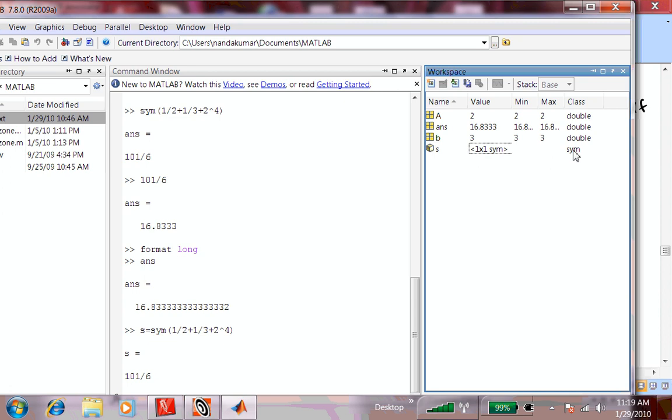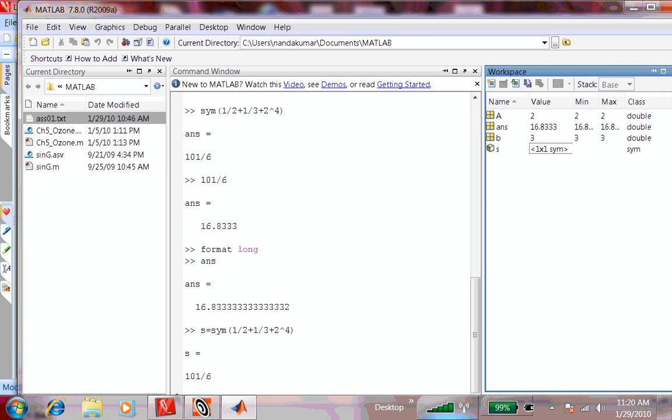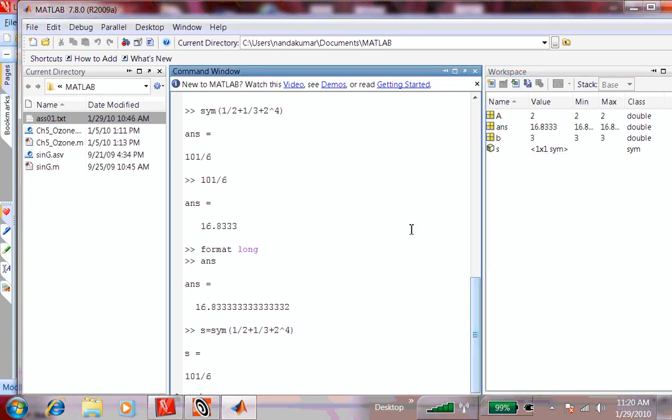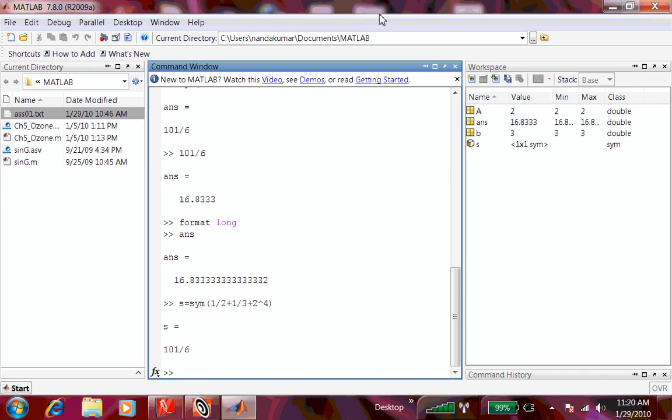Since Laplace transform is all symbolic processing, we need to learn a little bit about how to set up symbolic variables, and then you can take Laplace transform very easily. Otherwise, when it says it's double, it means it's a double precision number. It can carry up to 14, 15 significant digits. So by default, most of the variables that you will create in MATLAB are numerical numbers in double precision. If you're using any symbolic variables, you have to declare them explicitly or pass them to the symbolic routine implicitly.